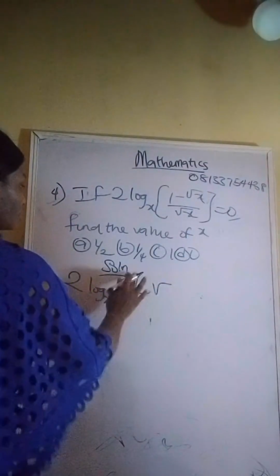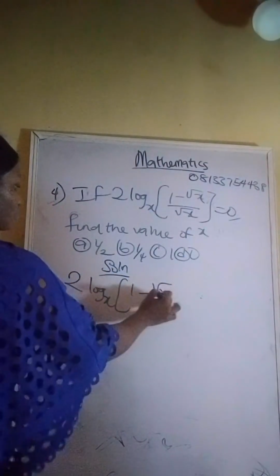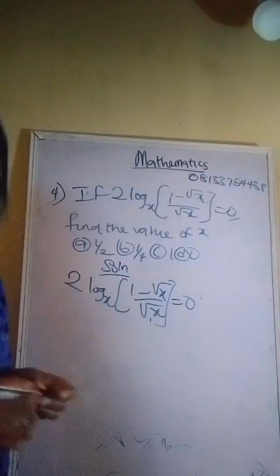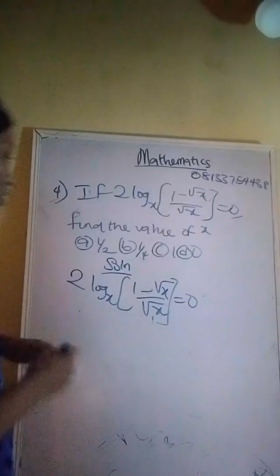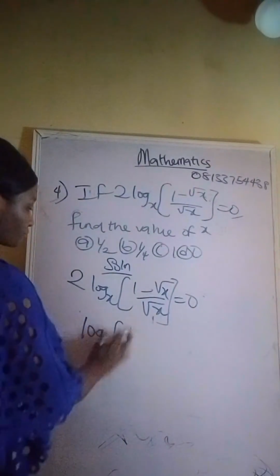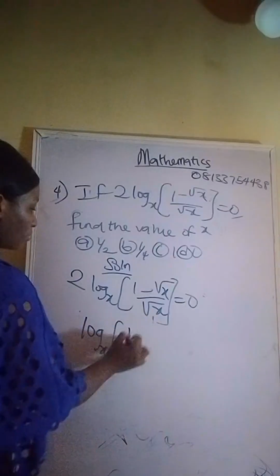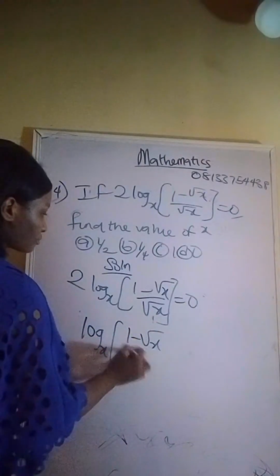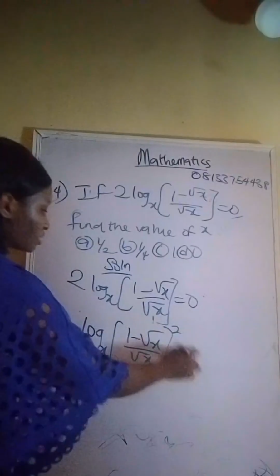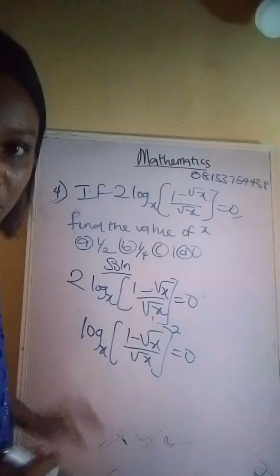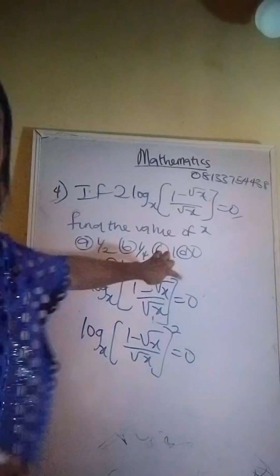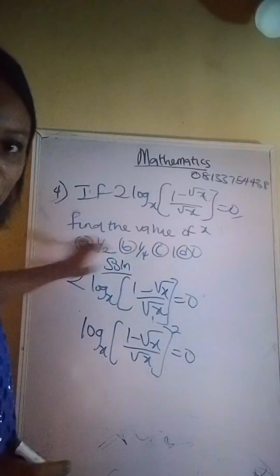1 minus root x over root x equals 0. So now let's move on. That's log base x. 1 minus root x over root x squared equals 0. So are you seeing it now? We've turned this 2 to power. I tell you that it's part of the laws in logarithm. So these 2 have turned to power now.